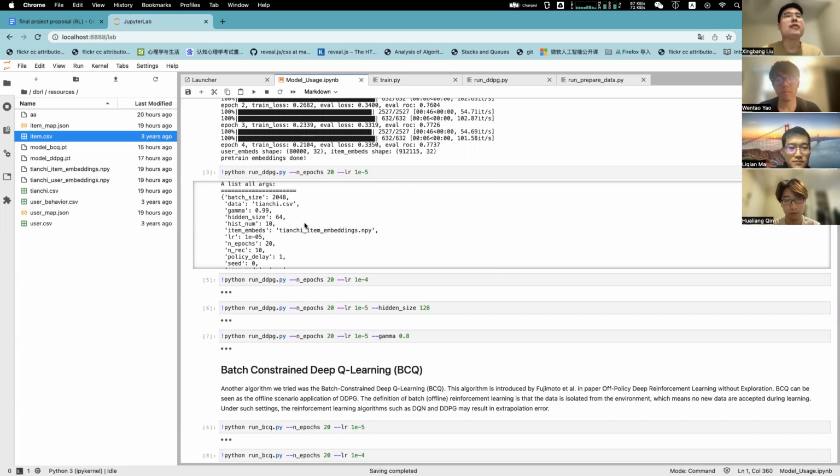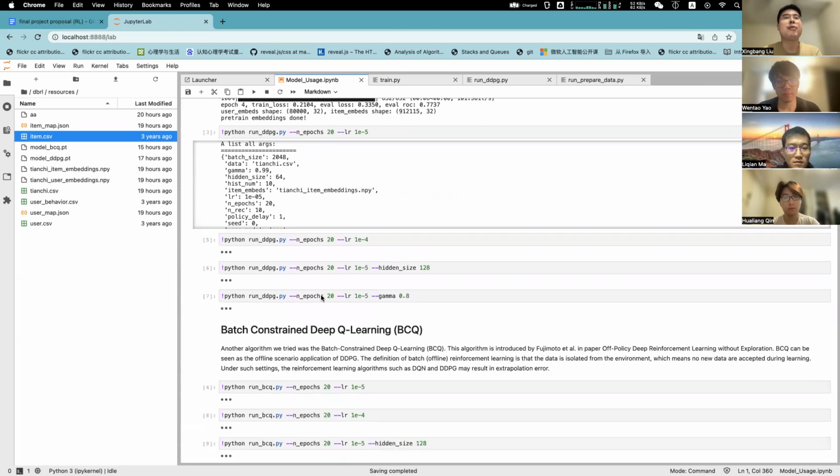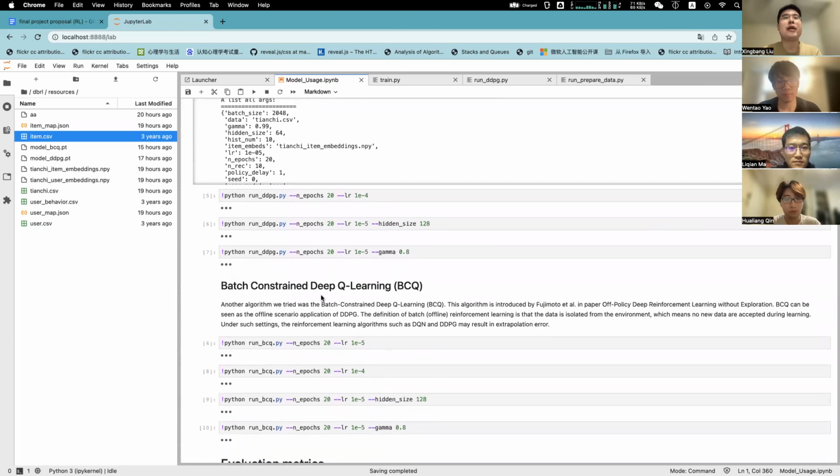We use a batch size of 2048 and the number of epochs as 20. The learning rate was 1e-5. And we also tried other hyperparameters as well. For example, we tried a learning rate of 1e-4, a hidden size of 128, and gamma as 0.8.